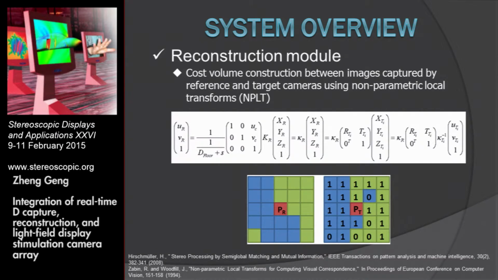Below here we use the non-parametric local transforms instead of the common SSD or ZSSD cost to compare their difference. It compares the difference trend instead of the difference itself, so it proves to be more efficient to pick the same point at the target camera and the reference camera.